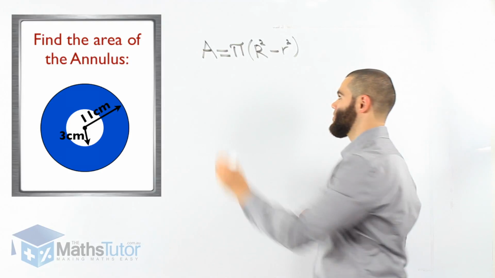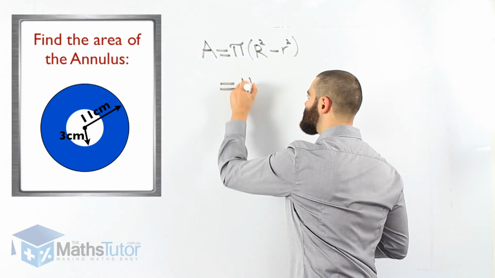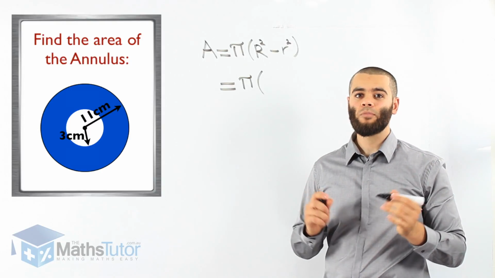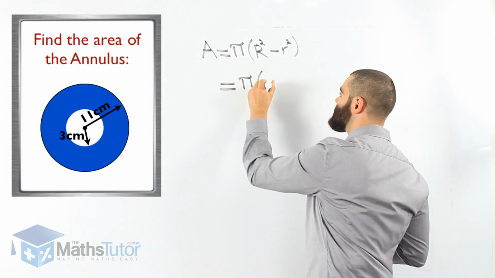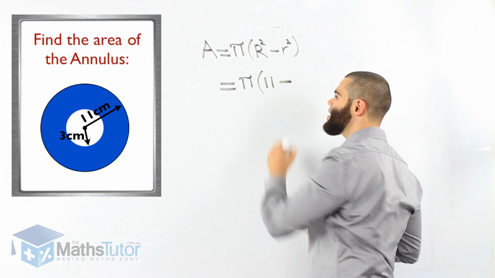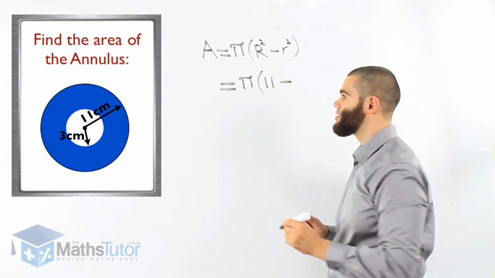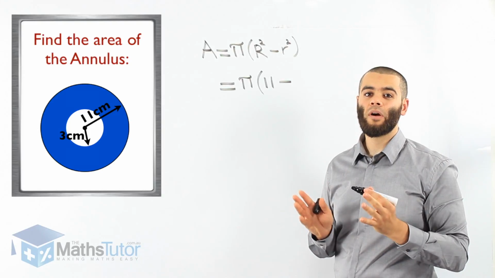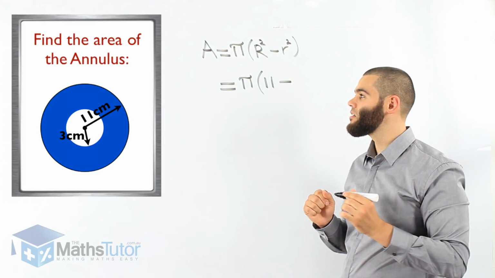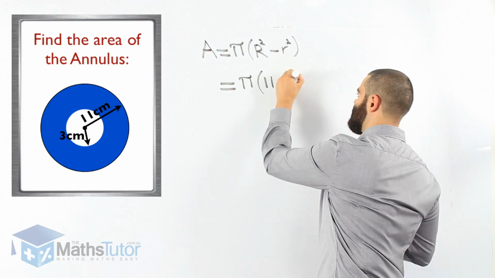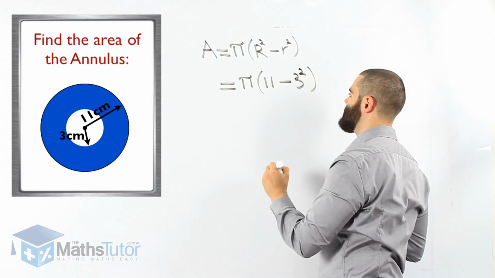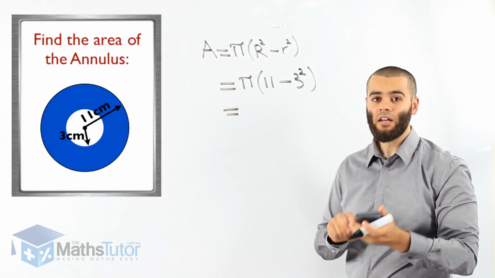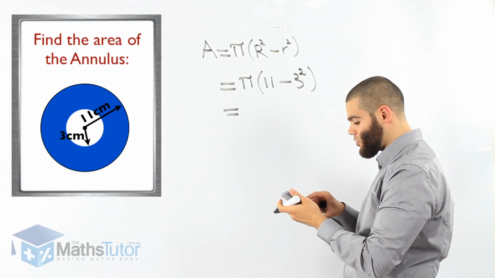Now we substitute pi times the big R. We know the capital R is the large radius, which is 11 centimeters. Take away the small radius. We're basically working out the area of the large circle, take away the hole, the circle that is in the middle there. Close bracket. Again, let's grab our calculator. Do it together. Do it with me. That way you can get used to it.